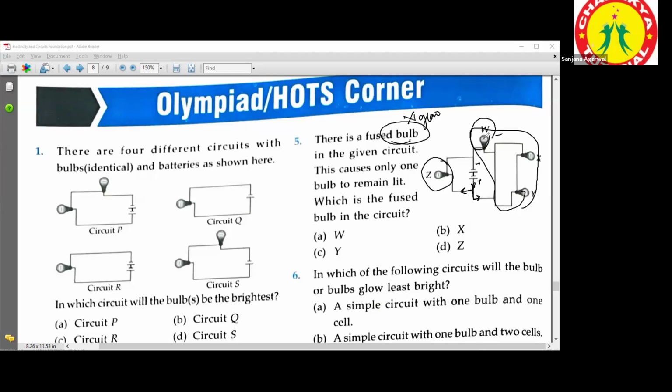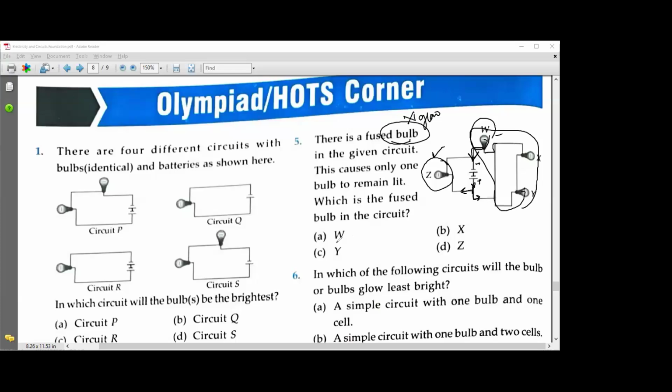Because Z will only remain lit, but W is lying in the path of X and Y. If W is fused, X and Y will also not glow, because the current has to pass through this wire. To reach the negative terminal, it has to pass through the wire of W. That's why W needs to be fused in order to keep bulb Z lit.